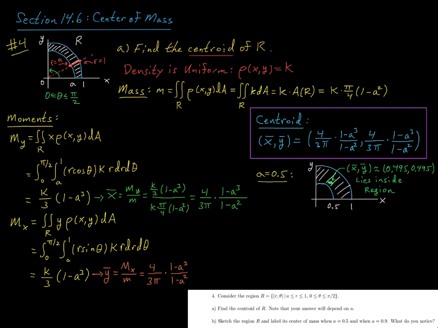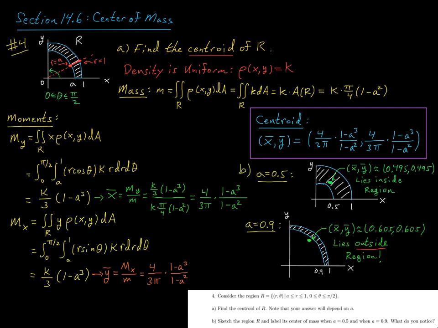Now what if we set a to equal 0.9? Plugging 0.9 into our expressions for the centroid, we get that the centroid is located at about 0.605, comma 0.605. The distance from this point to the origin would be 0.605 times the square root of 2, which gives you a number slightly less than the inner radial value of 0.9. That implies that our center of mass, in fact, lies outside of our region.